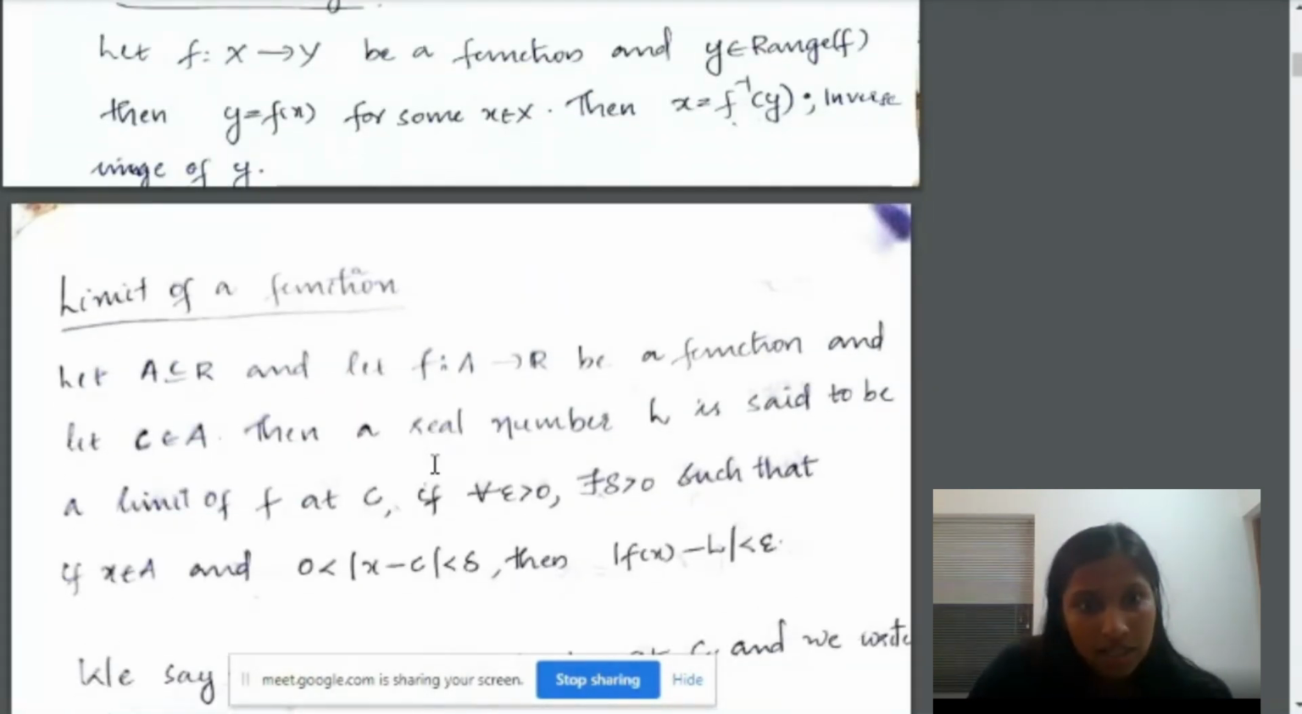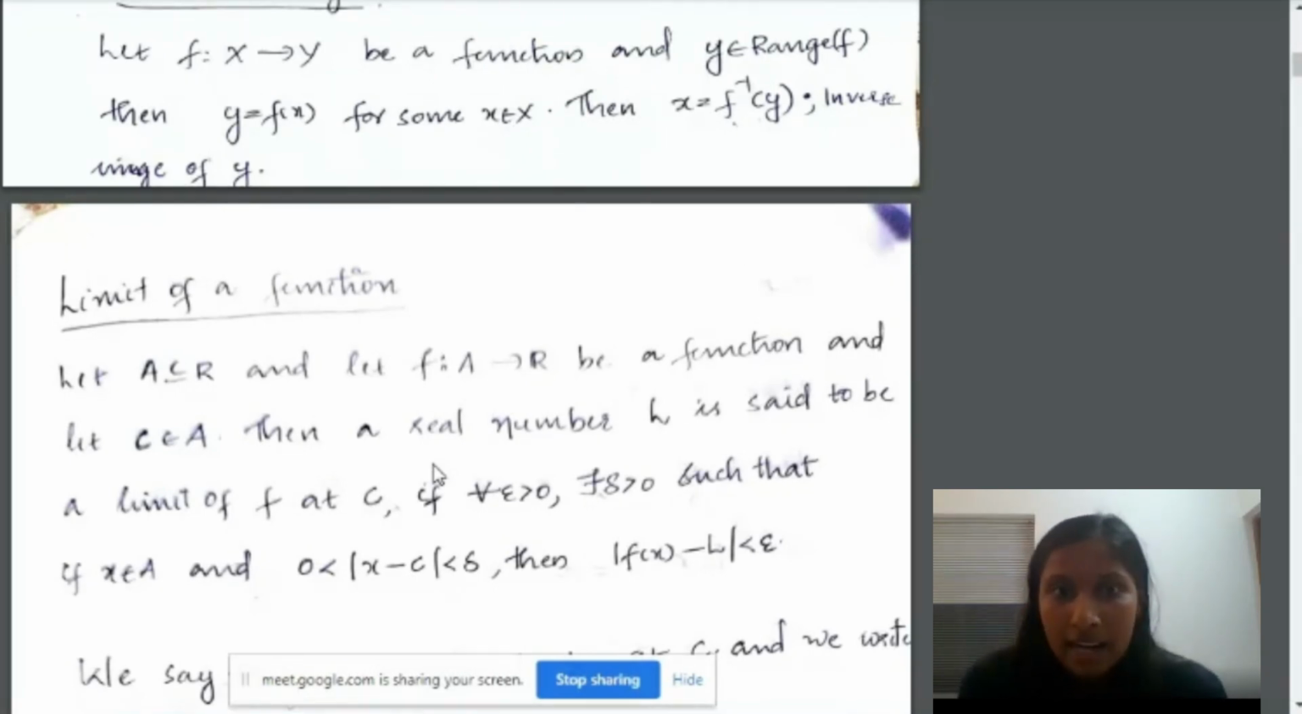In real analysis, we will be talking about real valued functions. We are considering only functions of the form f from X to R. The codomain is taken as the real line and the domain is taken as some subset of the real line. It may be the whole of R, or it may be any proper non-empty subset.